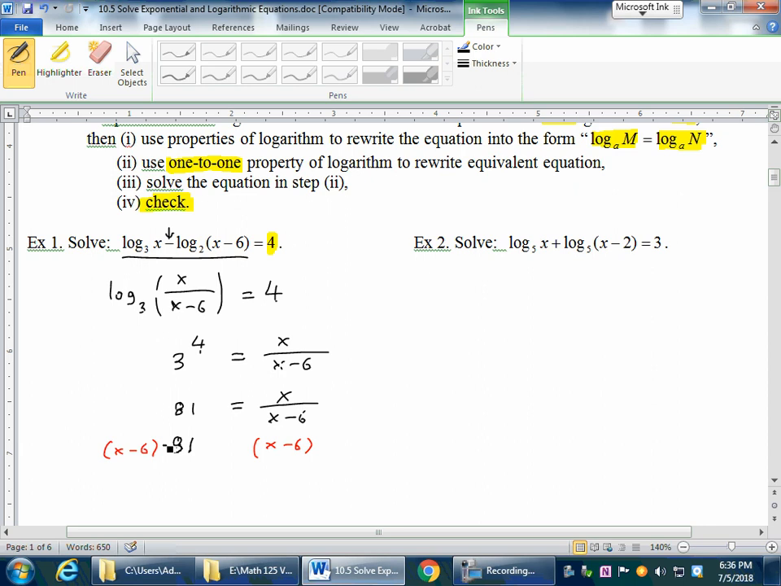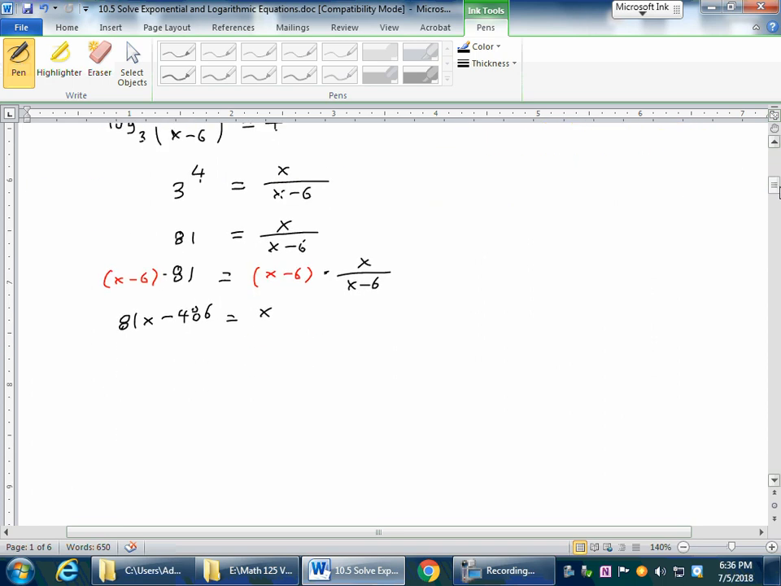81 times 81 equals times x over x minus 6. So on the right hand side, x minus 6 cancels out, so I have x is equal to 81x minus, when I distribute it, 486. Solving this, I subtract 81x on both sides, that becomes negative 80x.